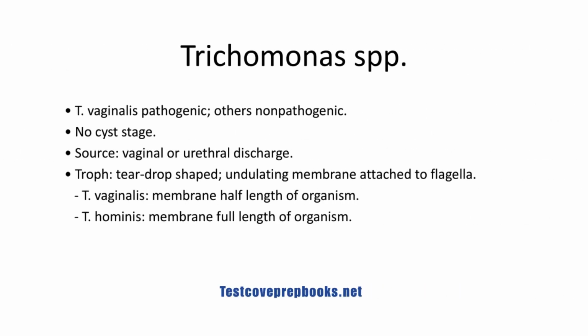Now let's consider Trichomonas species. Trichomonas vaginalis is pathogenic, while other species are generally non-pathogenic. No cyst stage exists. Species are identified by their source. For example, T. vaginalis is found in vaginal or urethral discharges. Trophozoites are teardrop-shaped and have an undulating membrane attached to flagella. The length of this membrane helps with differentiation. In T. vaginalis, the membrane is about half the length of the organism, while in T. hominis, it extends the full length.